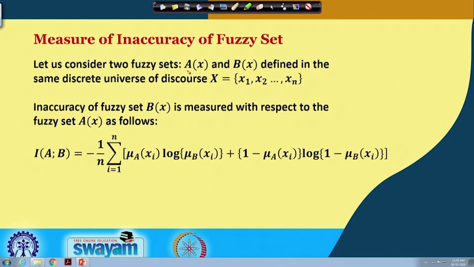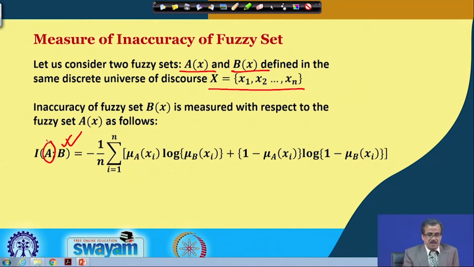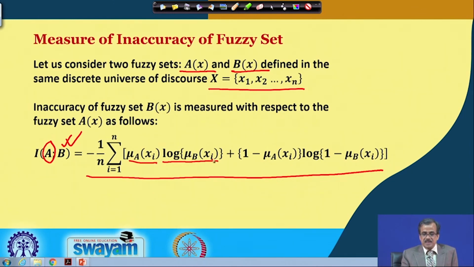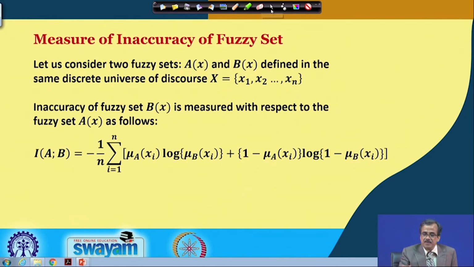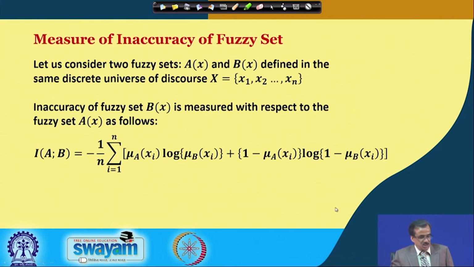Now, supposing that I have got two fuzzy sets A(x) and B(x) defined in the same universe of discourse, and I want to find out the inaccuracy of fuzzy set B with respect to fuzzy set A. Mathematically this can be expressed as follows: it is equal to minus 1 by n summation i equals 1 to n of mu A(xi) log of mu B(xi), plus 1 minus mu A(xi) log of 1 minus mu B(xi). So, this is the way we can find out the inaccuracy of a fuzzy set with respect to another fuzzy set.